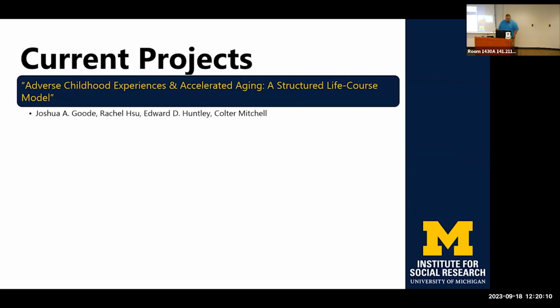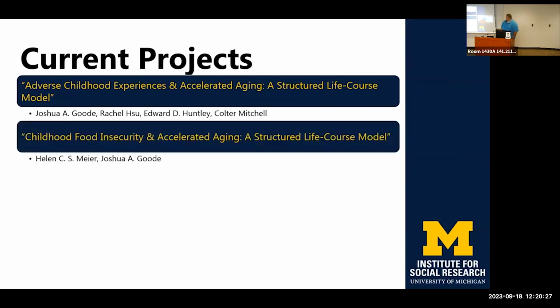To do this, the thing that I think is kind of cool, we're using a structured life course modeling approach, or SLCMA, if you've heard of that. This allows you to formally test sensitive periods, accumulation, and recency in our case. So that's kind of cool. Another project that I'm working on is childhood food insecurity and accelerated aging. Also creatively titled, once again, a structured life course model.